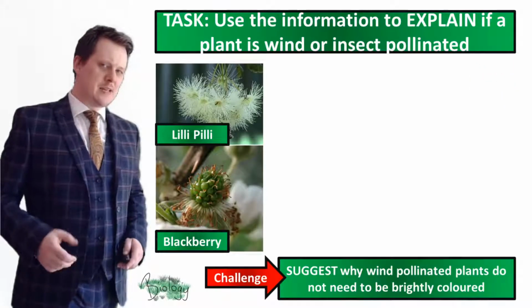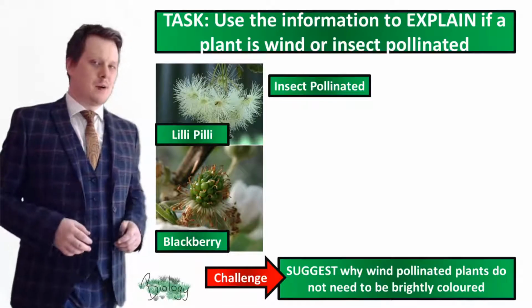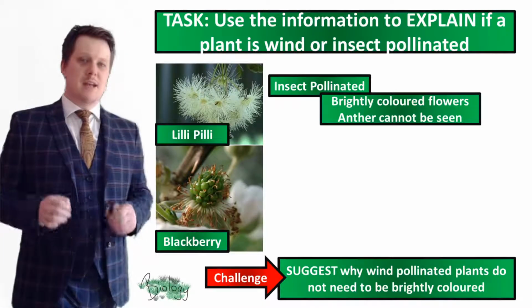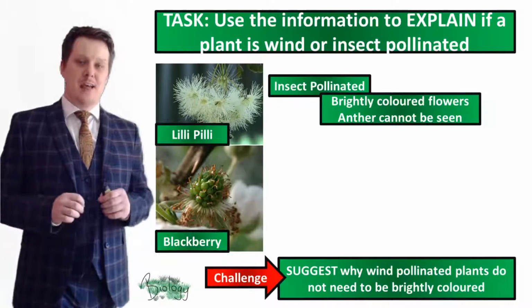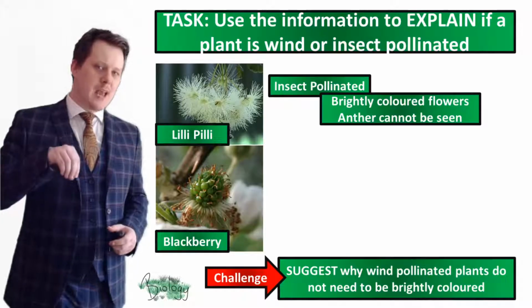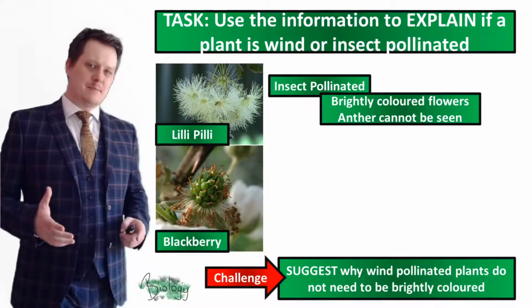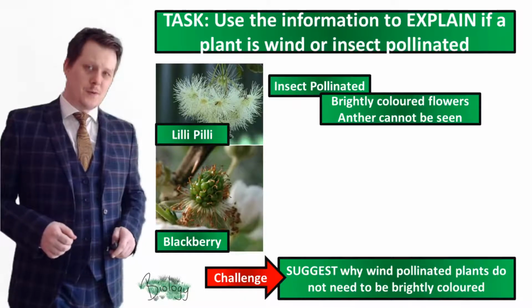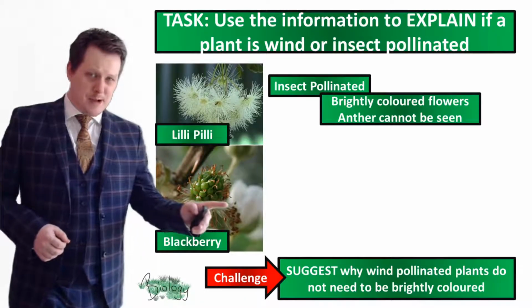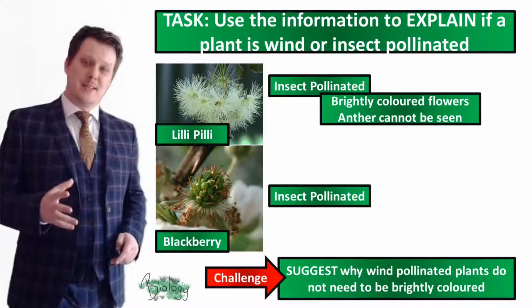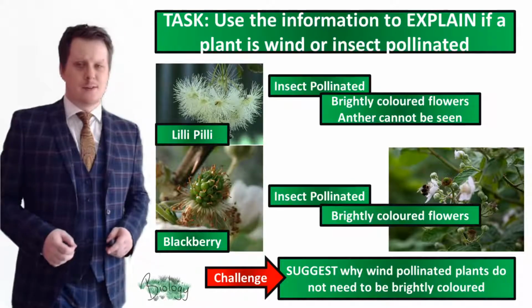Have you got your answers ready? Our lily-pilly is insect-pollinated. We can tell this because it has brightly coloured flowers, and the anther cannot be seen, so it must be contained within the flower. Our blackberry is a bit sneaky because the focus of the photo is the blackberry itself, but in the background you can see this white. It's insect-pollinated because it's got brightly coloured flowers.